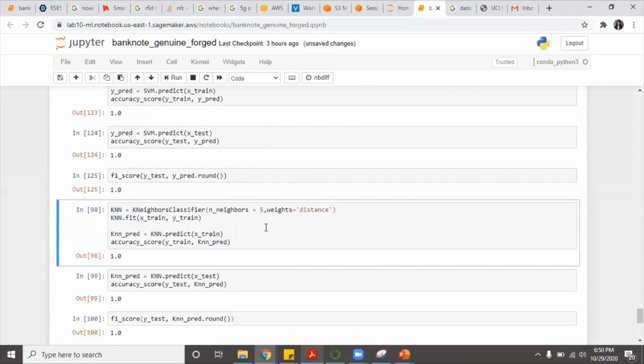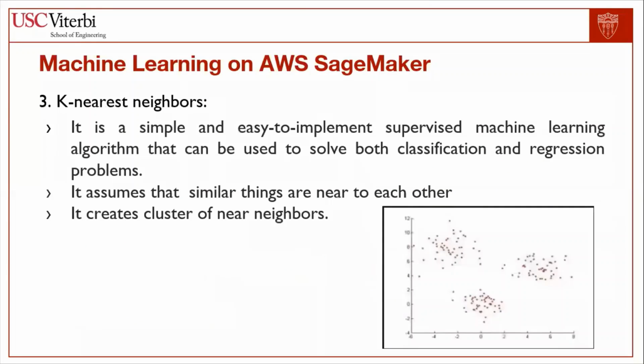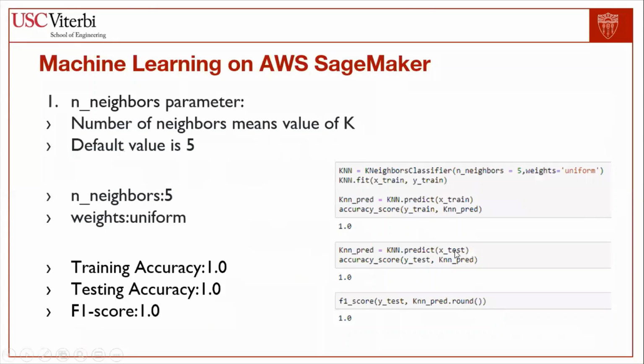Now let's go to KNN. K nearest neighbors is a simple and easy to implement supervised machine learning algorithm that can be used to solve both classification and regression problems. It assumes that similar things are near to each other, and it creates clusters of near neighbors, which we can see from the picture. Now there are two parameters for KNN: n neighbors and weights. The n neighbors parameter is the number of neighbors, meaning the value of K.